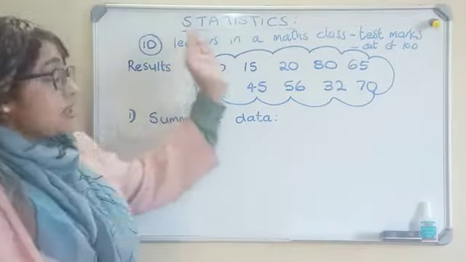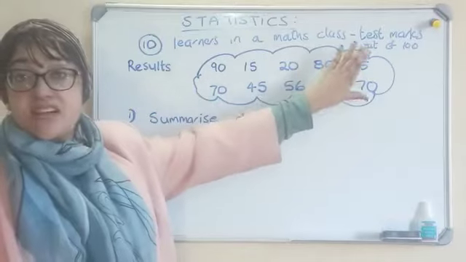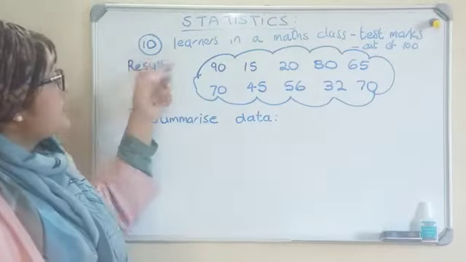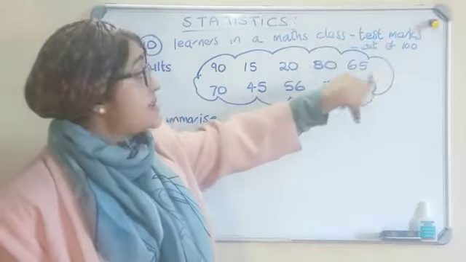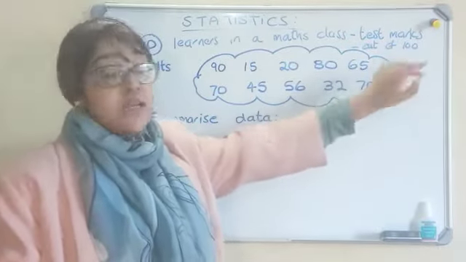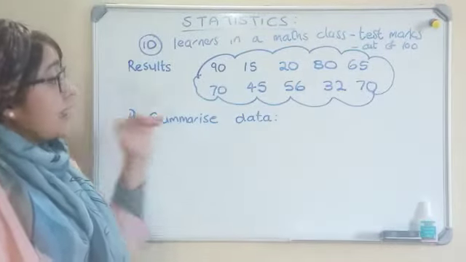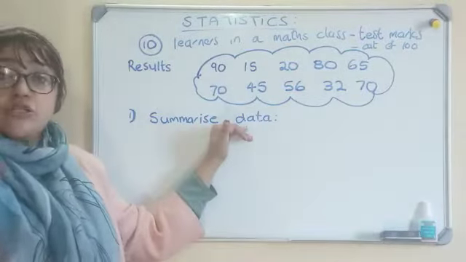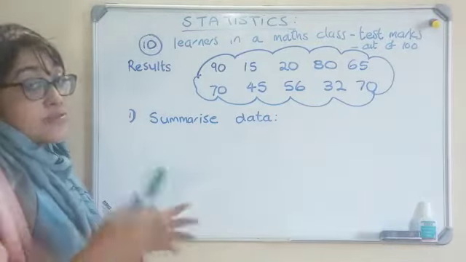Okay, so today our topic is on stats, and what I've gathered here is some data. It's from a class with 10 learners in a classroom, and they just wrote a maths test, and it's out of 100. So these are the marks that we've gathered, okay? And I'm going to summarize this data. So I want to grade this class's performance, and how I'm going to do that is three methods.